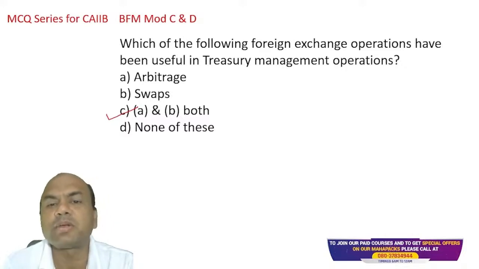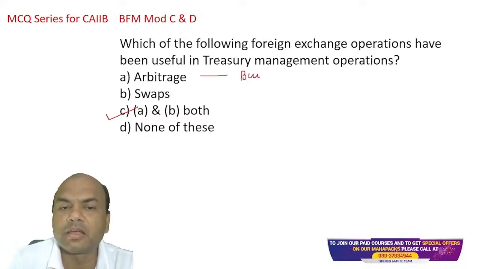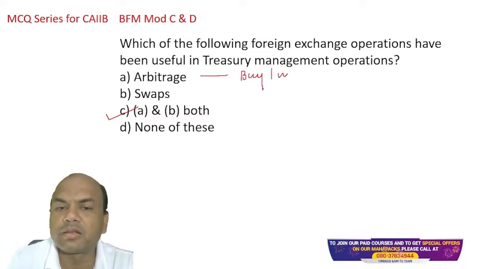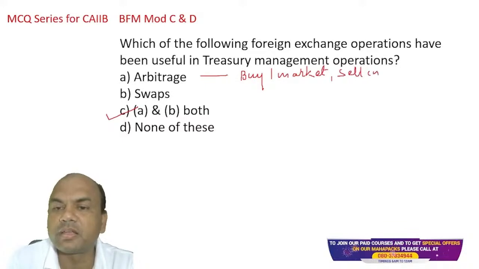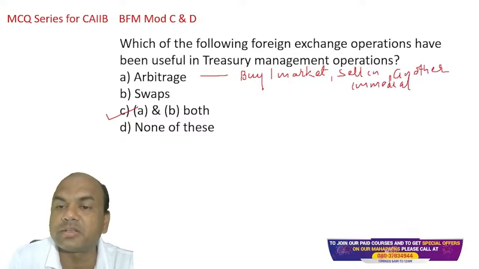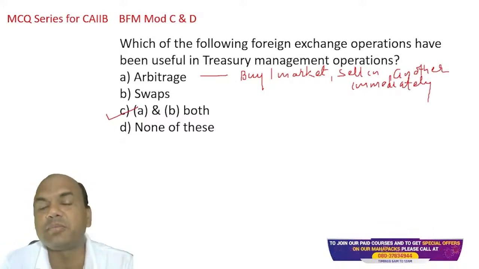What is arbitrage? Arbitrage is basically buying in one market and selling in another, immediately. The very important term is immediately, because everyone does the same thing. Buy somewhere and sell somewhere, that's business. But immediately is an important part.